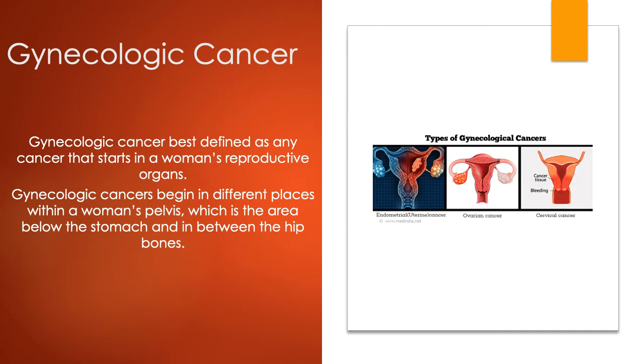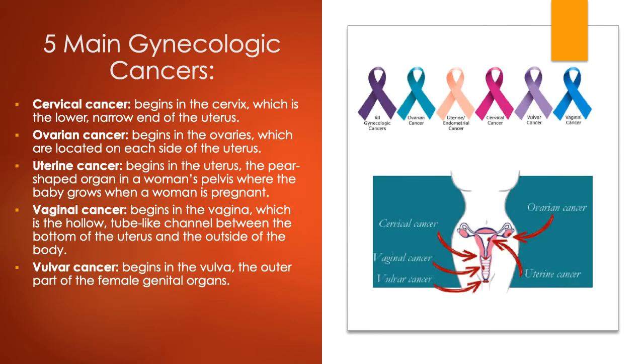Gynecological cancer is best defined as any cancer that starts in the woman's reproductive area, usually between the stomach and the hip bones. There are 5 main gynecological cancers, one being the cervical cancer, which begins in the cervix; ovarian cancer, which begins in the ovaries, and those are located on each side of the uterus; uterine cancer, which begins inside the uterus; vaginal cancer, which begins inside the vagina; and vulvar cancer, which begins in the vulva area.